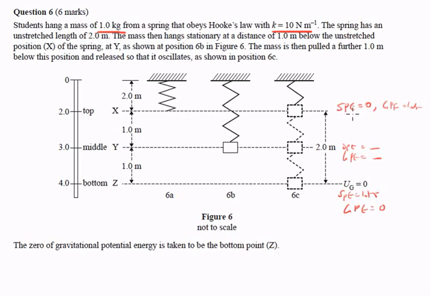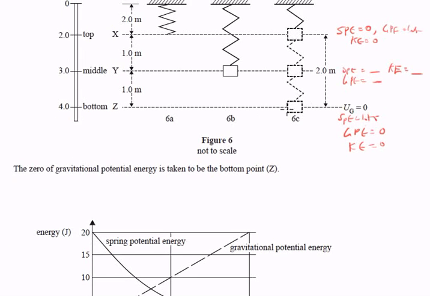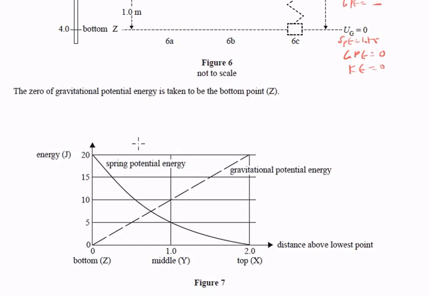And at the top the kinetic energy is 0 because it goes up, slows down, stops, and then comes back down. At the bottom the kinetic energy is 0, and in the middle somewhere, as it's moving through here, the kinetic energy is something as well. We don't know what that is yet, so we're just thinking about what types of energy there are at each of the places. I've called the 0 gravitational potential energy at the bottom. That makes sense.